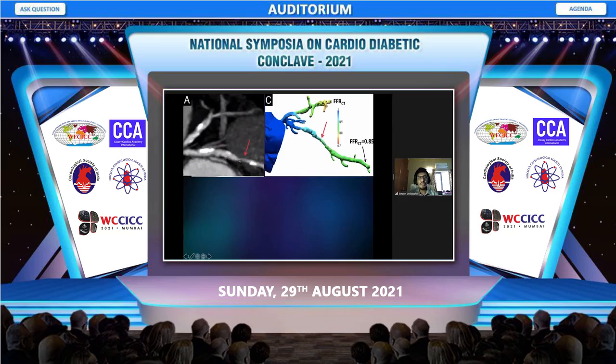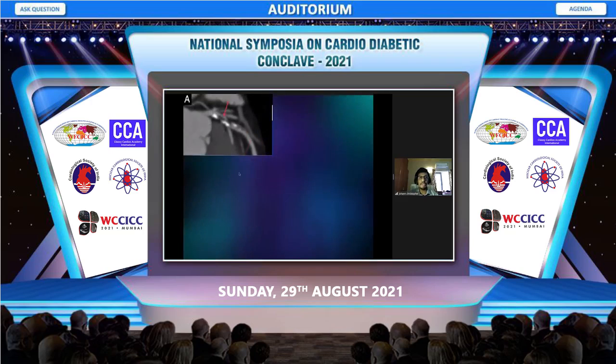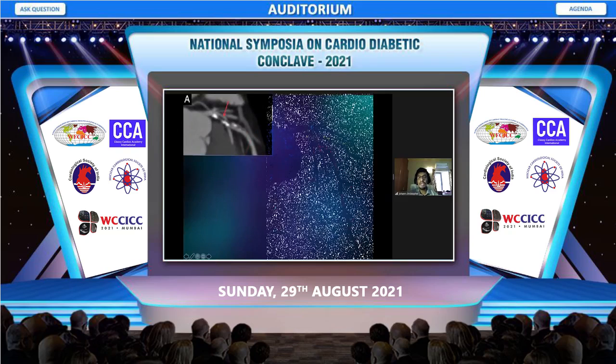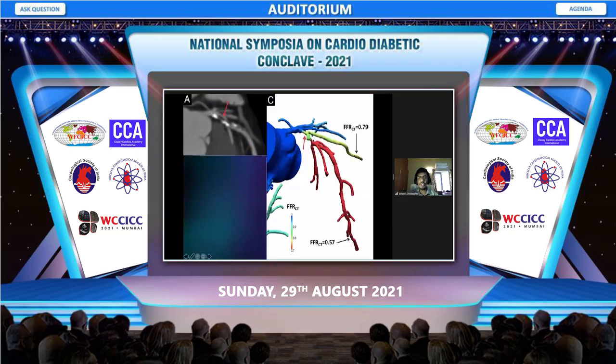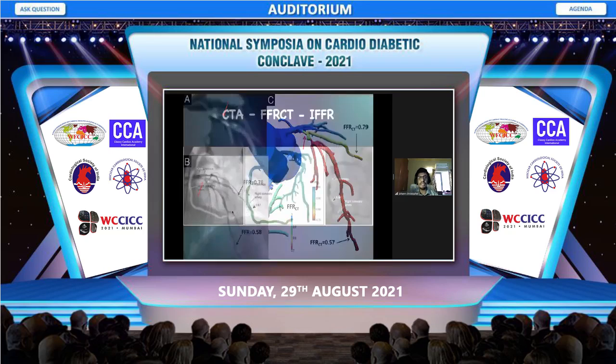Now, this is a patient with an OM lesion. It's borderline, and you can clearly see that the FFR CT is not significant here, 0.85. Is it true? You need to look at the angiogram, same lesion, and you get an FFR of 0.84, which means the patient can be managed on medical management. This is an LAD lesion, looks important to me. And yes, the FFR CT also calls it important. And the invasive angiogram again shows it's important with an important FFR value.